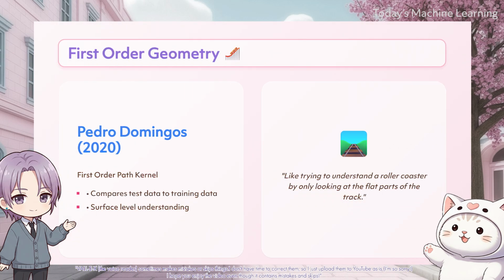Back in 2020, a scientist named Pedro Domingos proposed a formula. He showed that a model trained by gradient descent acts like it is comparing the test data to the training data. This is called a first-order path kernel. But there is a catch here. That formula only looked at the surface level, or what they call the first-order geometry. It is kind of like trying to understand a roller coaster by only looking at the flat parts of the track.